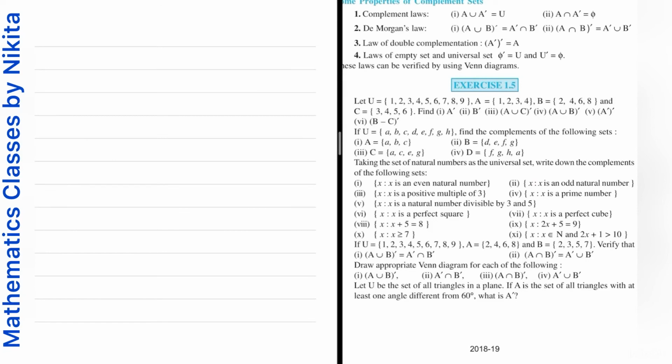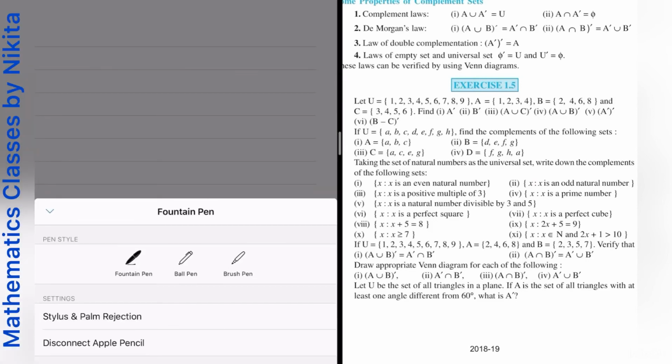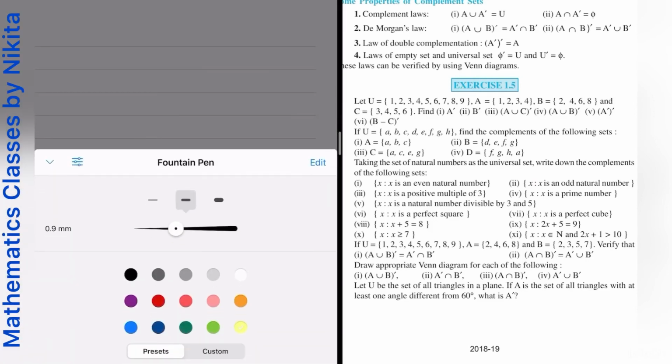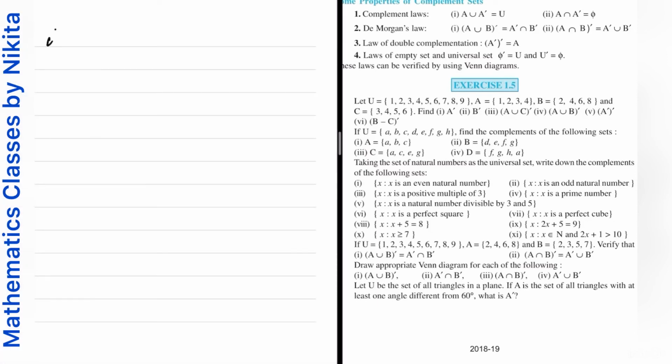Next part. So in the next part you have to draw the Venn diagram of A complement union B complement.